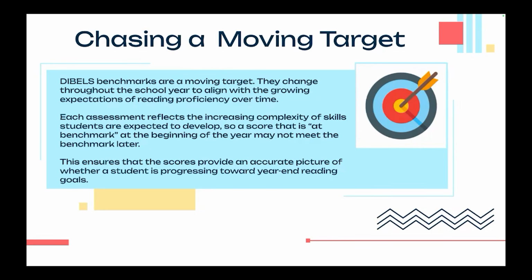Secondly, we have to remember that we are chasing a moving target. DIBELS benchmarks are moving targets. They change throughout the school year to align with the growing expectations of reading proficiency over time. And each assessment reflects the increasing complexity of skills students are expected to develop. So a score that is at benchmark at the beginning of the year may not meet benchmark later. And this ensures that the scores provide an accurate picture of whether a student is progressing towards end-of-year reading goals.